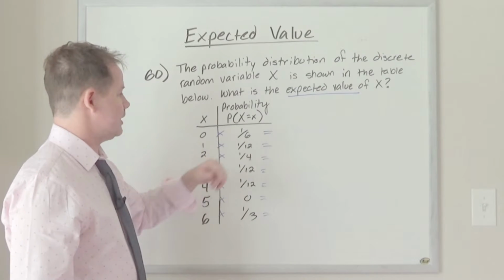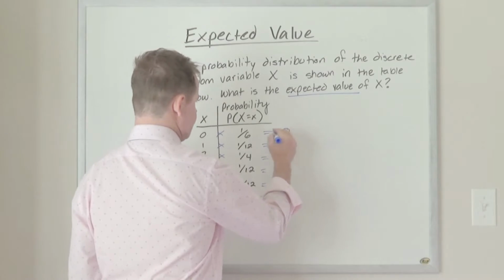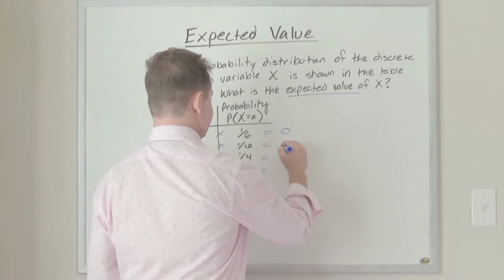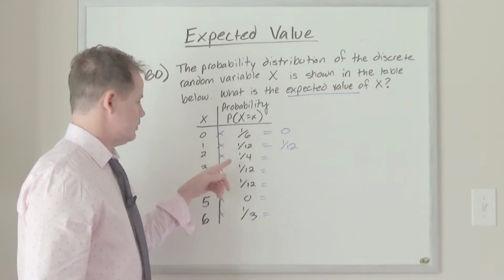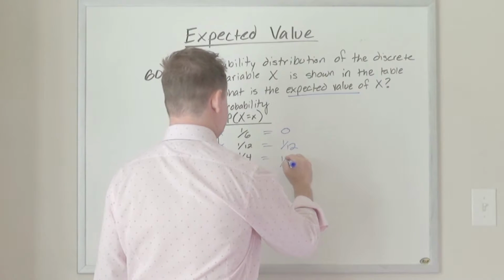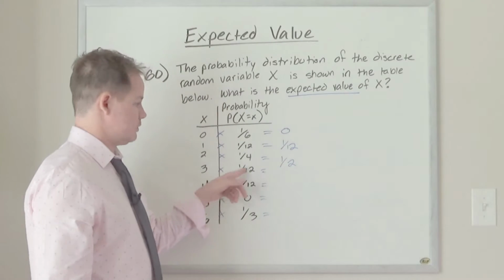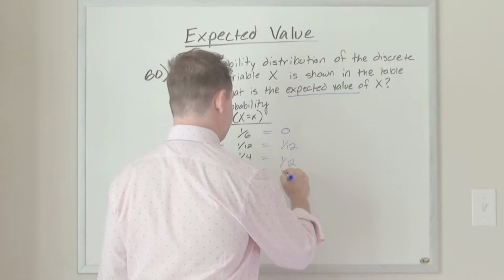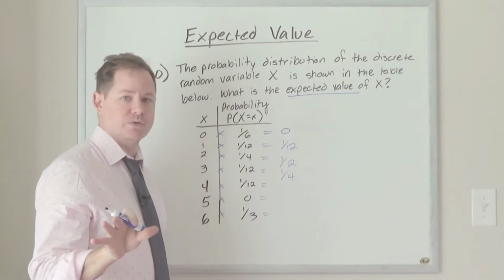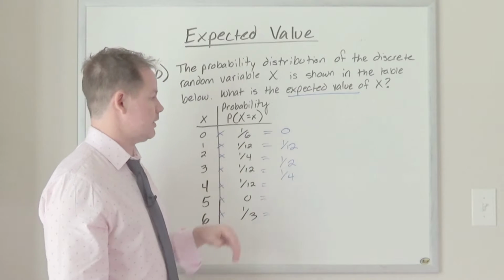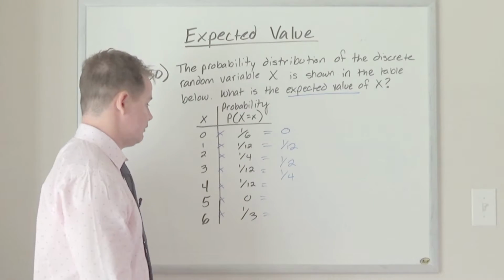So here 0 times 1/6 is 0. 1 times 1/12 is 1/12. 2 times 1/4 would be 2/4, or we could reduce that to 1/2. 3 times 1/12 would be 3/12. We could also reduce that to 1/4. Whether or not you reduce is totally up to you, because you do have access to a calculator. So regardless of whether or not you reduce, you can still add up all these fractions.